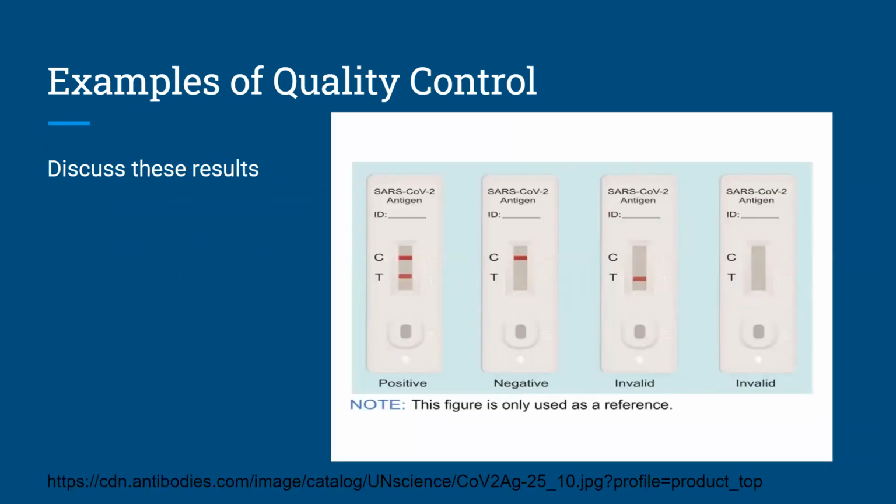So here's another picture. This is a COVID-19 test. The first picture on the far left is a positive result. The control line and the test line are both there. The second picture is a negative result. There's no test line, but the control line is there, indicating a valid result. However, the next two are invalid. See, there's no control line. And in the last one, there's no test line. But whether there's a test line or not, as long as the control line is not there, they would be invalid.